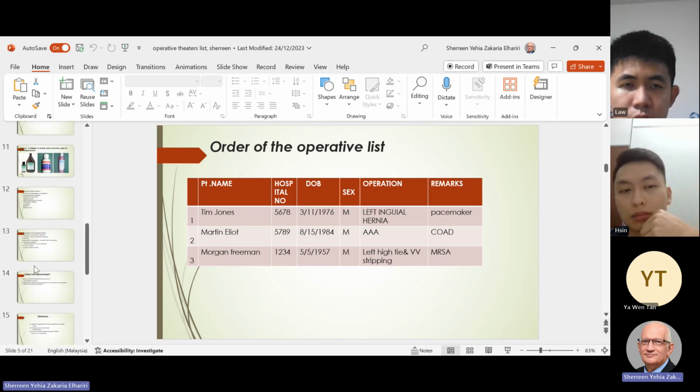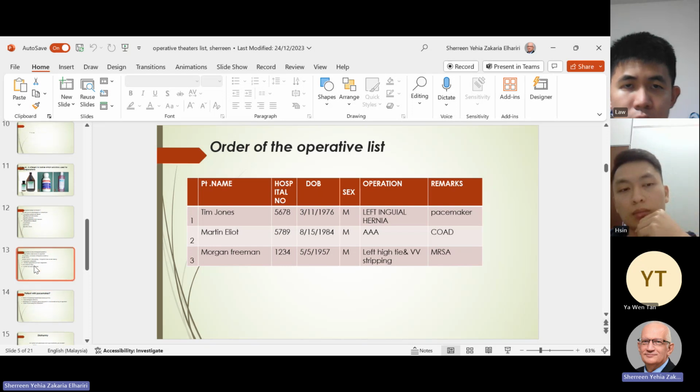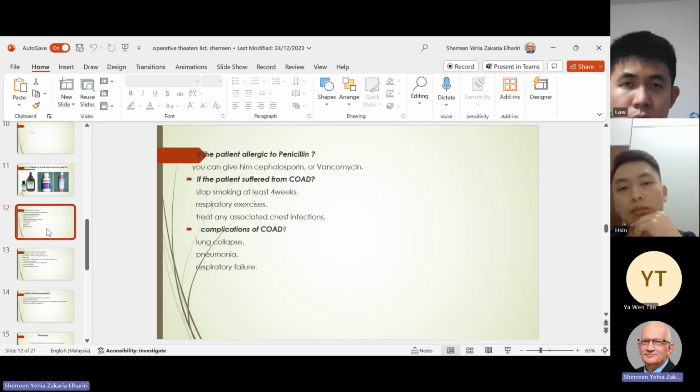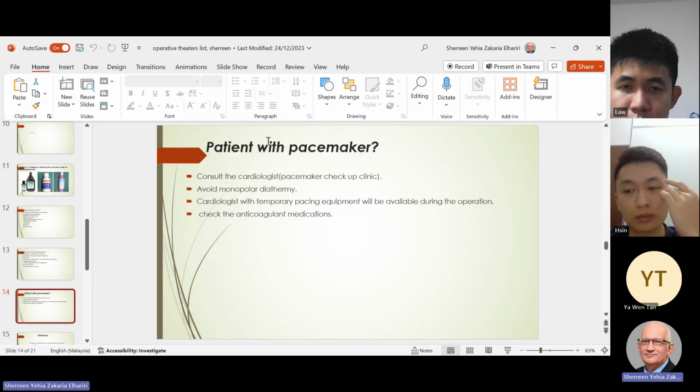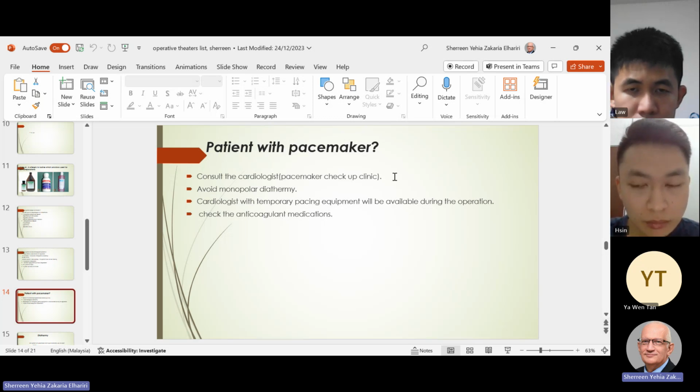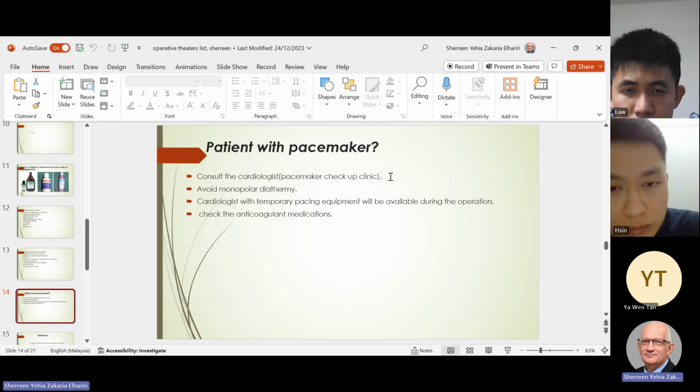In some stations, usually we tell the student you are not a hero, so you do not treat diabetes and hypertension and all disease. So put in your mind, you have other specialties in the hospital. So first consult the cardiologist. Why? Pacemaker checkup clinic. Usually this patient has checkups. What happens if the pacemaker is not working? What is the indication of the pacemaker?